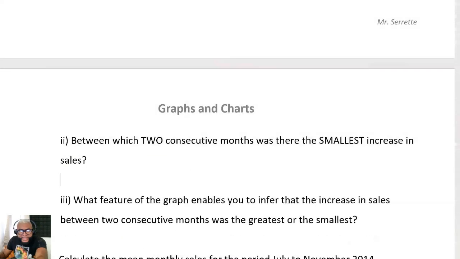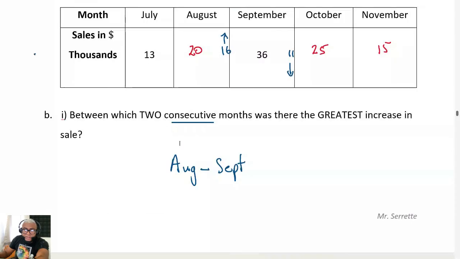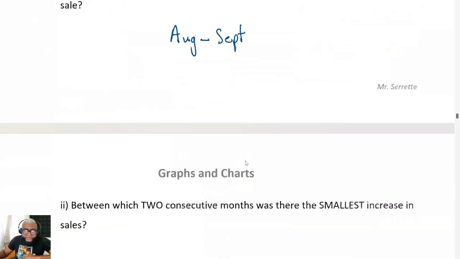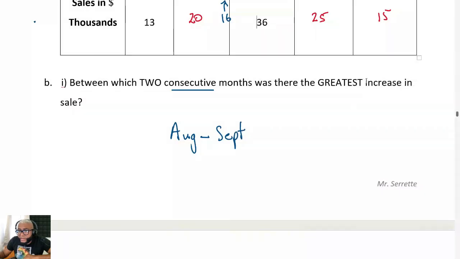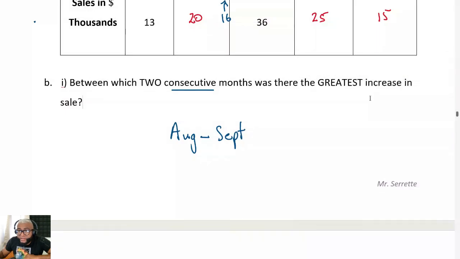Between which two consecutive months was there the smallest increase? Which two months was there the smallest increase? And they use the word increase here. Oh, good, here they said increase too. So that means here you can even consider it was just the 16, right? They did not say change. They didn't say the greatest change. They said the greatest increase.